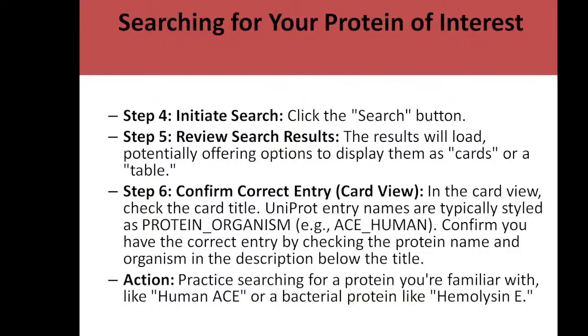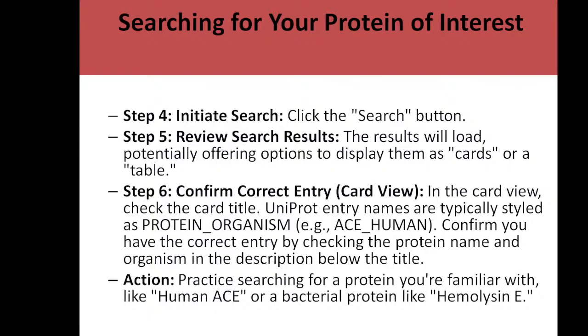In the card view, you check whether your card view has a title. UniProt's entry names are typically styled as the name of the protein, underscore, organism. For example, if you are looking for ACE, you are going to have ACE_HUMAN. If your protein is found in Plasmodium, you will have Plasmodium in place of human.